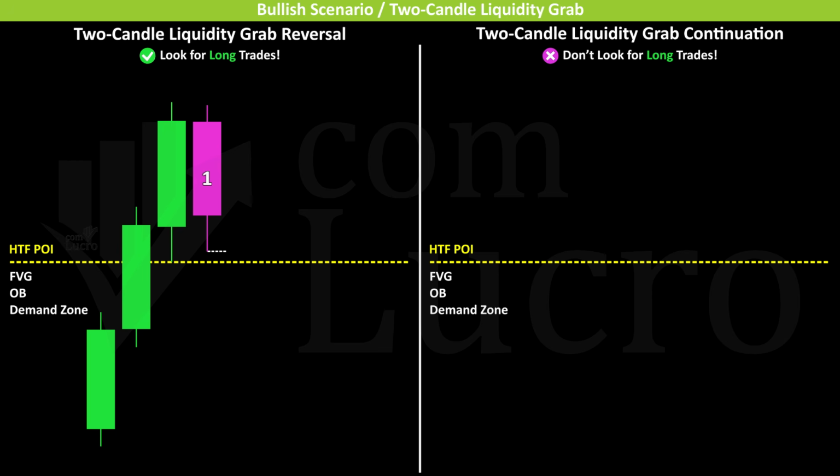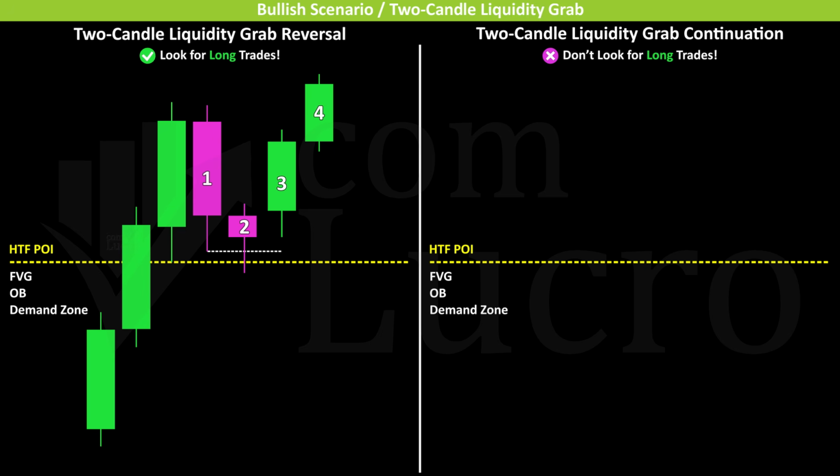The setup forms when the second candle sweeps below the first candle's low, but fails to continue lower, and instead closes back above the previous candle's range. This suggests that bearish continuation may be weakening and that the market could now be preparing for bullish continuation aligned with the higher time frame trend. This is what creates the two-candle liquidity grab reversal. The first candle establishes the reference low, while the second candle trades below that low to grab liquidity before reversing and closing back above it. This indicates that the market may have engineered the move below the lows only to fill orders before continuing higher.